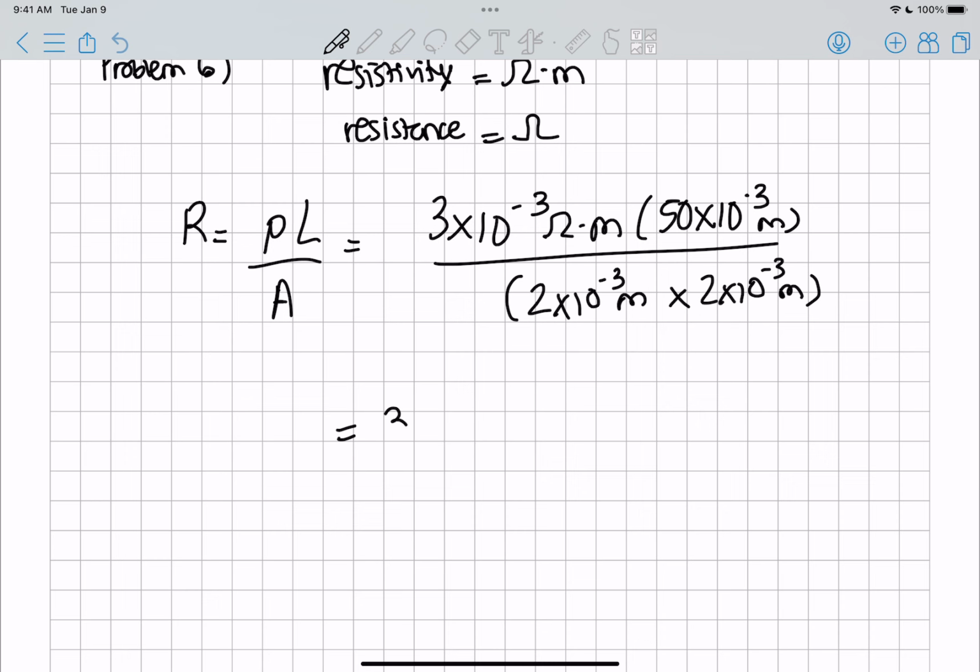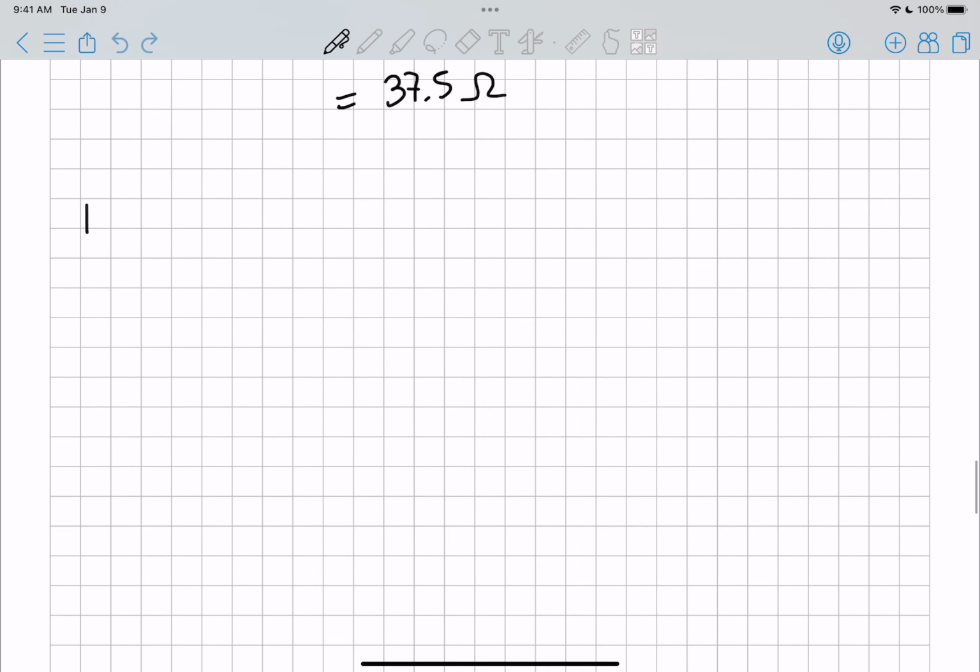And that should be like 37.5 ohms based on the key that I'm going by. I don't know if that's right or wrong, but this is the work that you should have shown. Does that make sense for a difference between resistance and resistivity? Okay, awesome. We can go to problem 7 now.